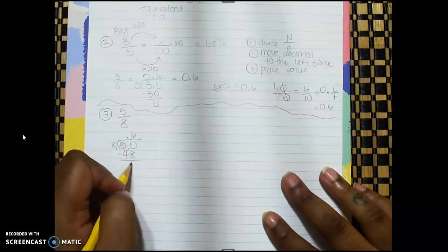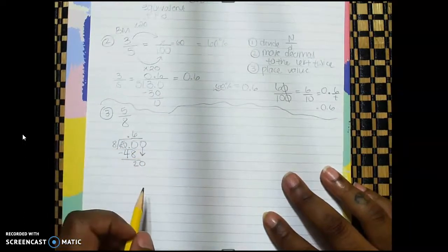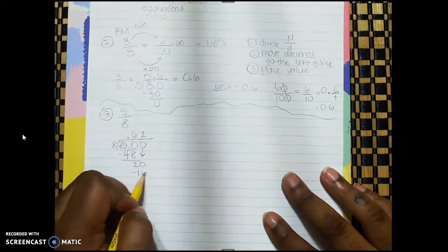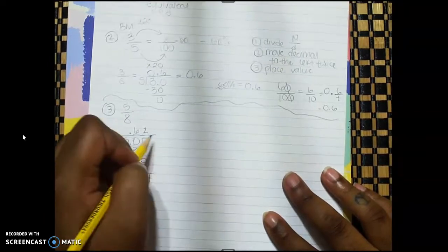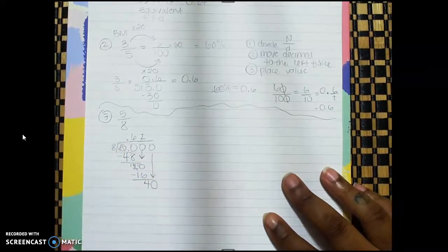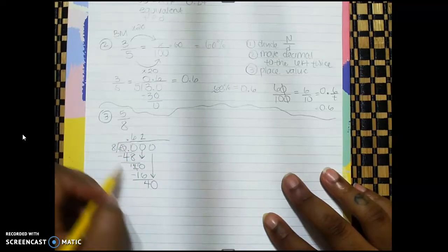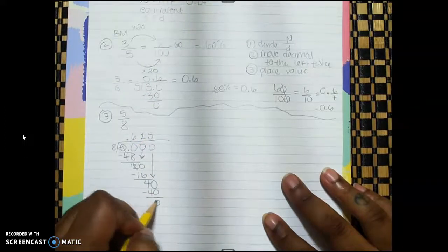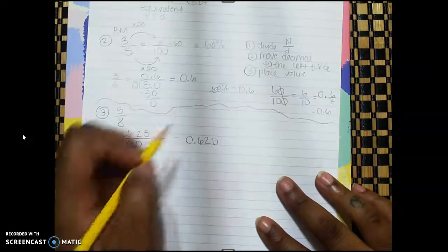Do my subtraction. 50 minus 48 is 2. Bring down another 0. 8 times 3 is 24, that's too much. 8 times 2 is 16. So I'm going to subtract. 20 minus 16 is 4. Bring down another 0. Usually I say go to the hundredths, but this one you can keep going. This one's not going to be repeating. 8 times 5 is 40. So I know my decimal is 625 thousandths.